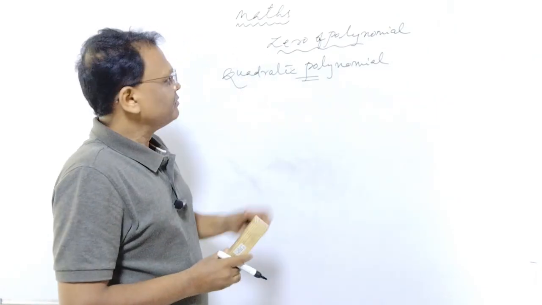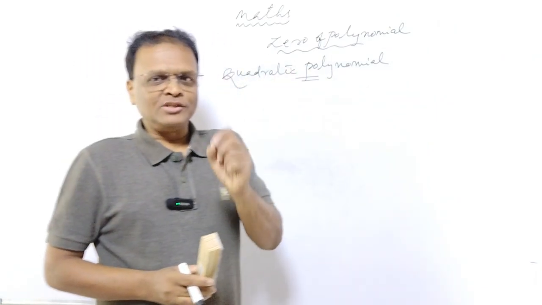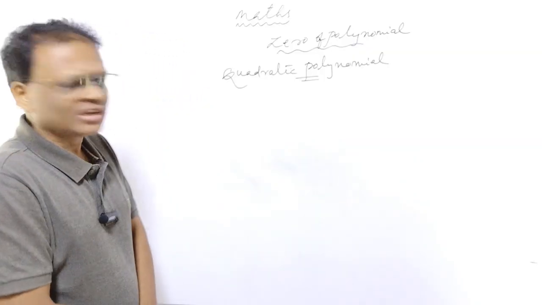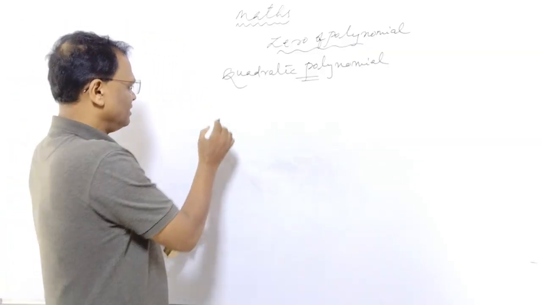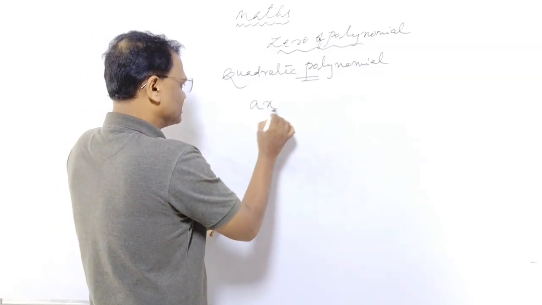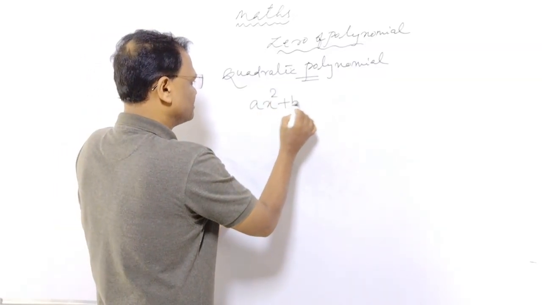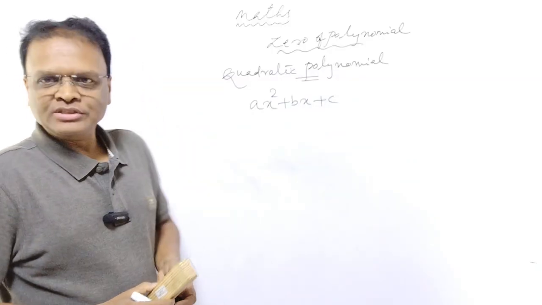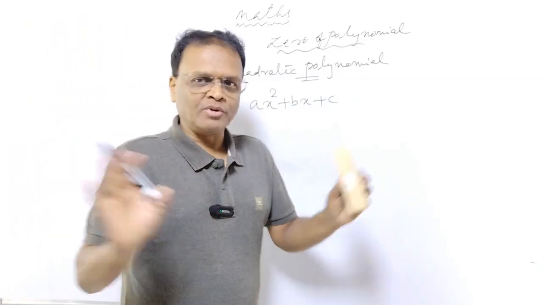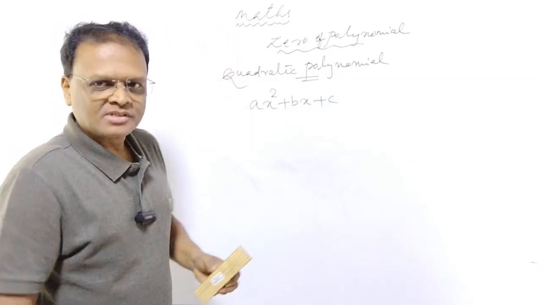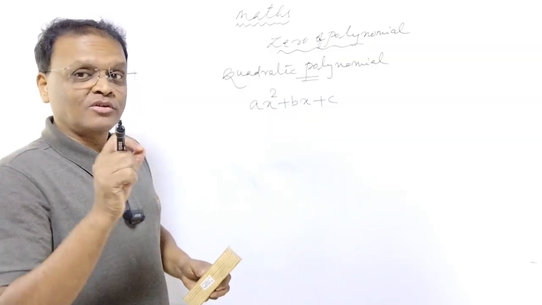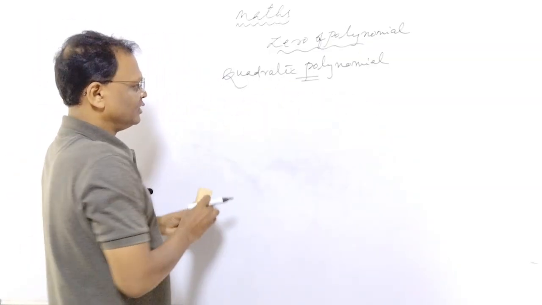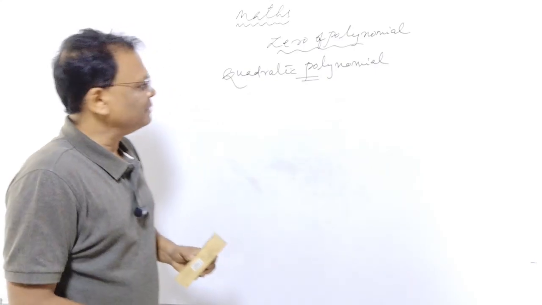So the heading is how to find the zeros of the quadratic polynomial. Now let me write the general form of the quadratic polynomial. All of you know, I think, ax square plus bx plus c. This is the general form of the quadratic polynomial. We'll discuss a few questions on how to actually find the zeros of the quadratic polynomial. For that, let me take one example, because with the help of an example we'll understand better.